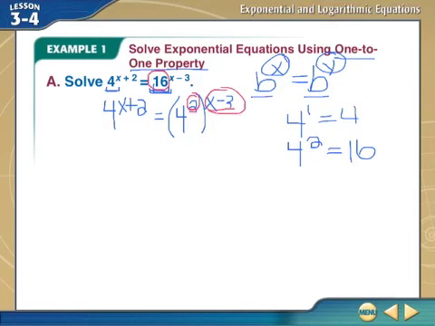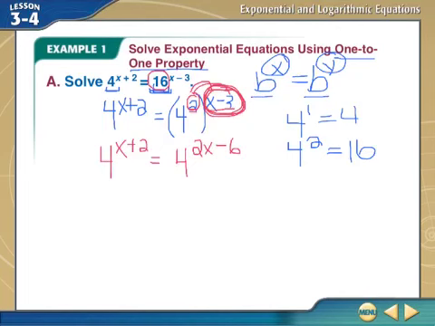From our properties of exponents, if you raise a power to a power, those powers get multiplied. So I still have 4 to the x plus 2 on the left side, but over here I really have 4 to the 2x minus 6. Because x minus 3 is a binomial, when I multiply them, I distribute the 2 to get 2x minus 6.